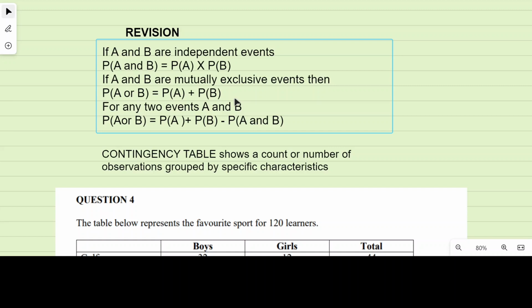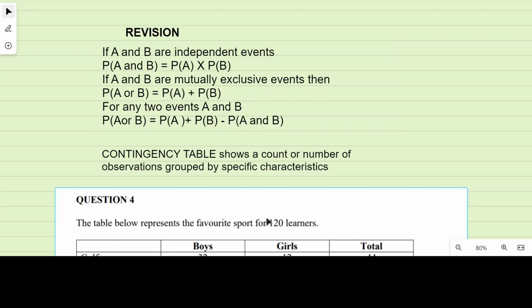So these are two formulae which are not in your formula sheet, but this last one is a general formula for any two events A and B: PA or B equals PA plus PB minus PA and B. That is in the formula sheet. The other two you need to remember. One is when two events are independent, the other one is when they are mutually exclusive. So you keep this in mind when you are doing problems.